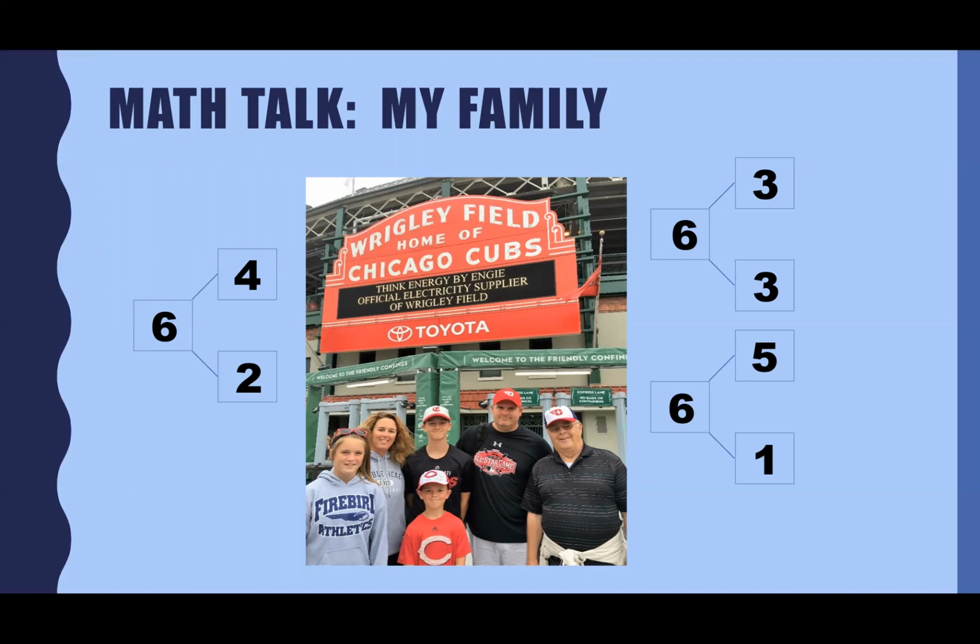So a story that I would have kids say using this picture might be something like this. There are 6 people in my family. 4 are boys, 2 are girls. There are 6 people in my family. Another way I could reference my family is I could say there are 6 people in my family. 3 are wearing black shirts, 3 are not. There are 6 people in my family. Or finally, I could say there are 6 people in my family. 5 were rooting for the Reds, 1 was rooting for the Cubs. There are 6 people in my family. You'll notice every time I gave my story, I started with the whole, I then talked about the parts, and then I wrapped it up by bringing it back to the whole again.